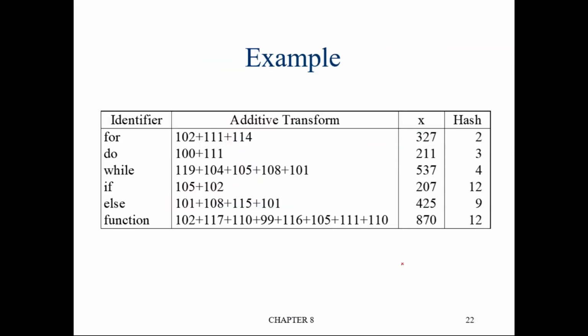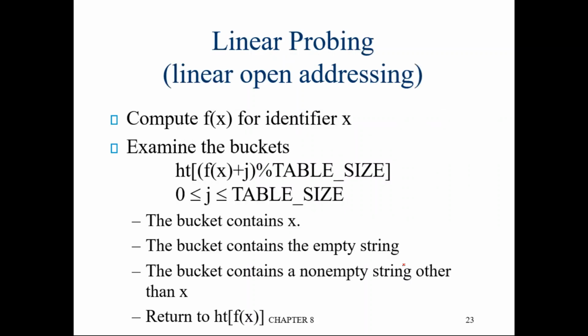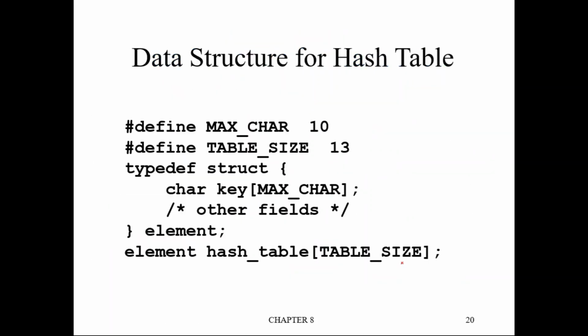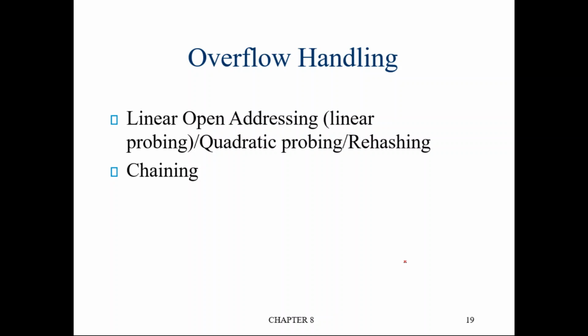Okay, so now let us discuss some more examples before going for linear probing and other things. There are two ways of handling overflow, as we already discussed. One is called linear open addressing, under which we have several techniques like linear probing, quadratic probing, and rehashing. Another technique is called chaining. So these are broadly the two methods of handling overflow.